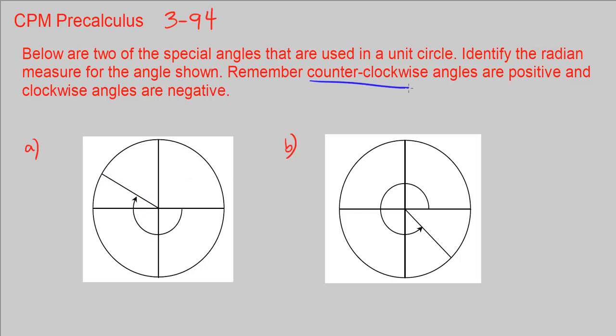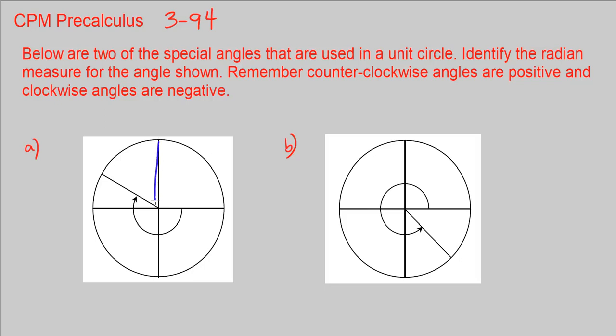And remember that counterclockwise, meaning this way, counterclockwise, the opposite direction of the clock, is when angles are positive, and clockwise angles are negative. Okay, so this one here we know is going to be negative. This one we know is going to be positive. Okay, so let's go ahead and look at A.